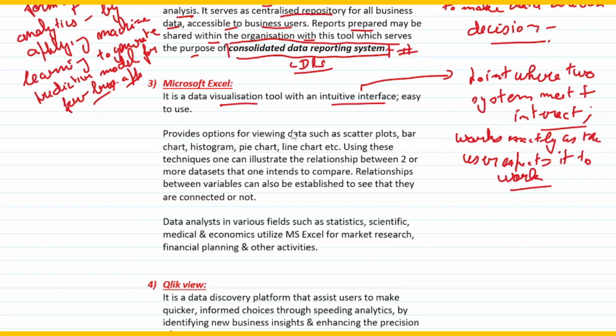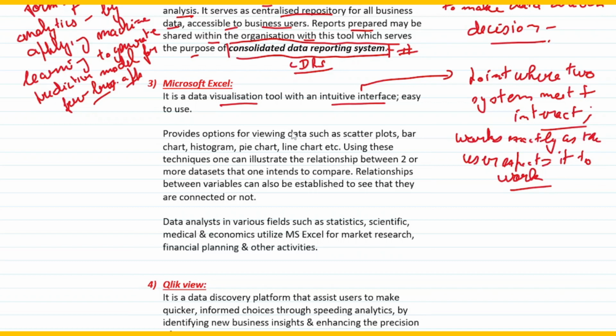So we'll read that once again. It is basically a data visualization tool with an intuitive interface that is easy to use. Intuitive, what do you mean by that? A point where two systems meet and interact. So intuitive interface means where two systems meet and interact. It works exactly as the user expects it to work. That means it is easy to use, right?